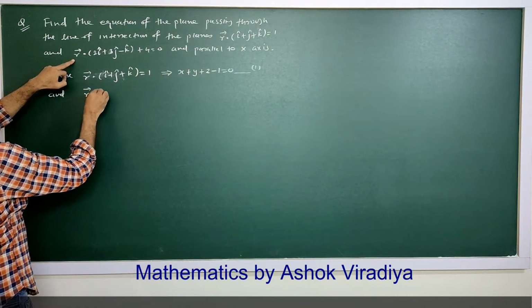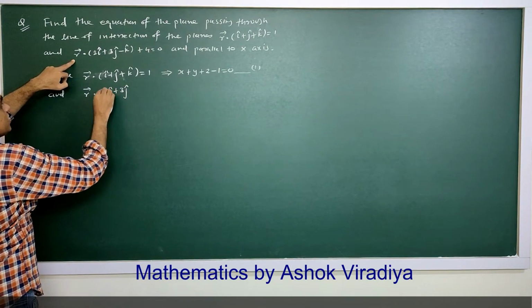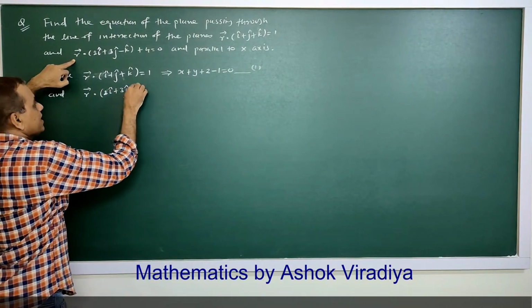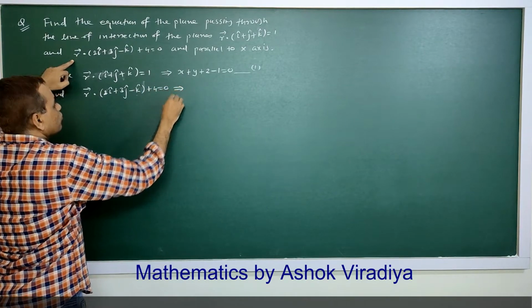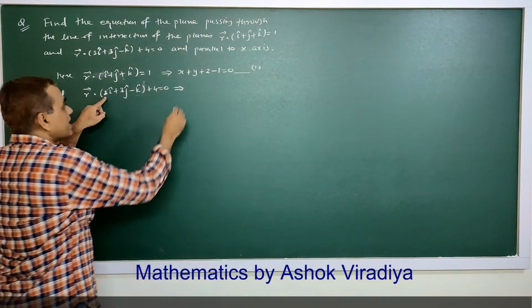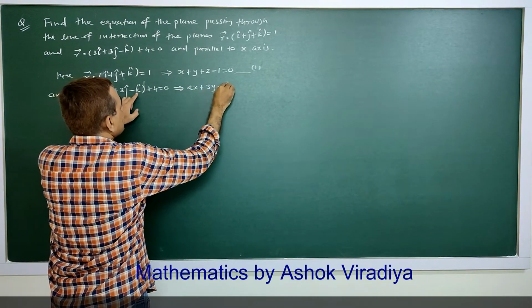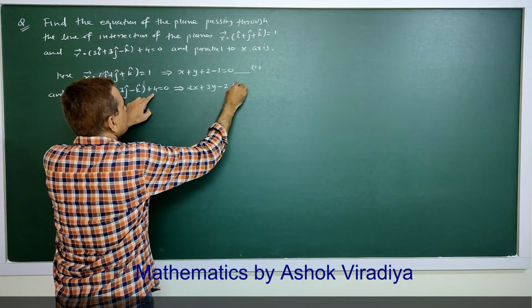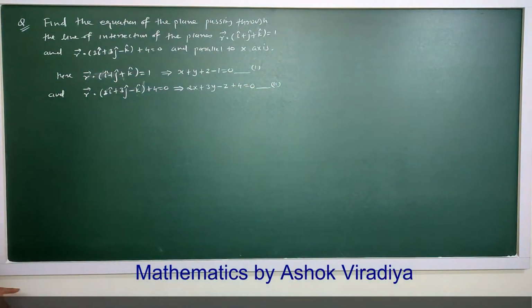The other plane is vector r dot (2i + 3j - k) + 4 = 0. This implies 2x + 3y - 1z + 4 = 0. This is the second equation of the second plane. Now the required plane is passing through the intersection of these two planes.